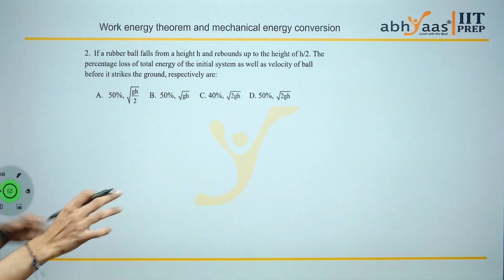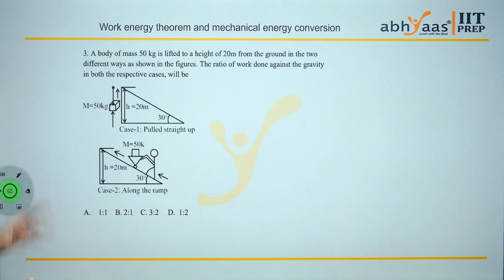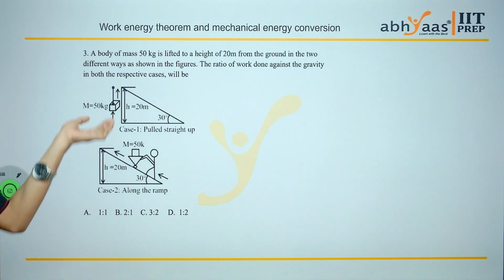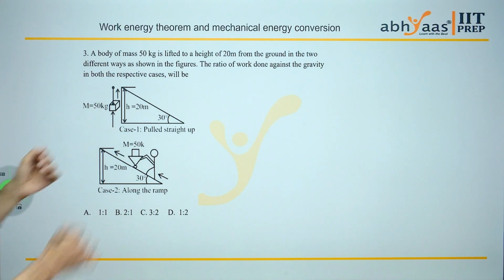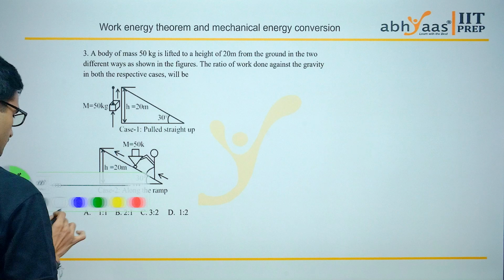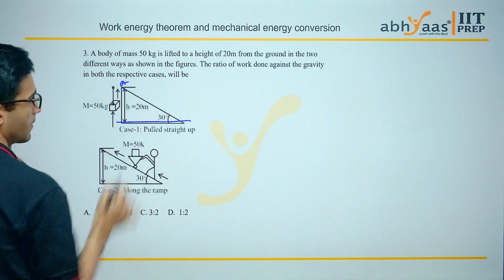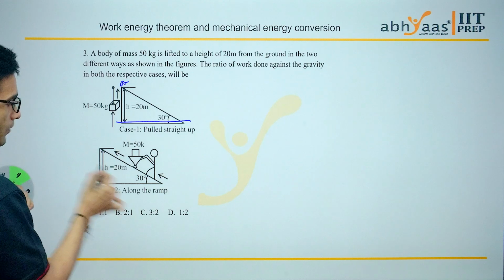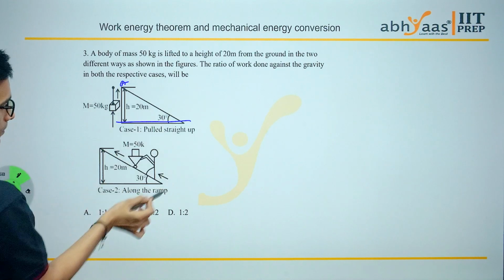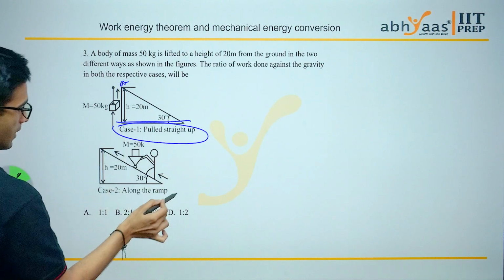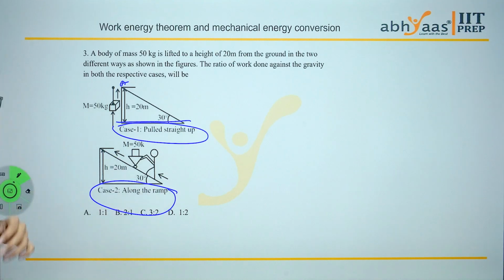Well, it is converting from one form to another form. That's it. Another problem: a body of mass 50 kg is lifted to a height of 20 meters from the ground in two different ways. One is pulled straight up, from the ground to A. The second case is along the ramp, so like this it's going.